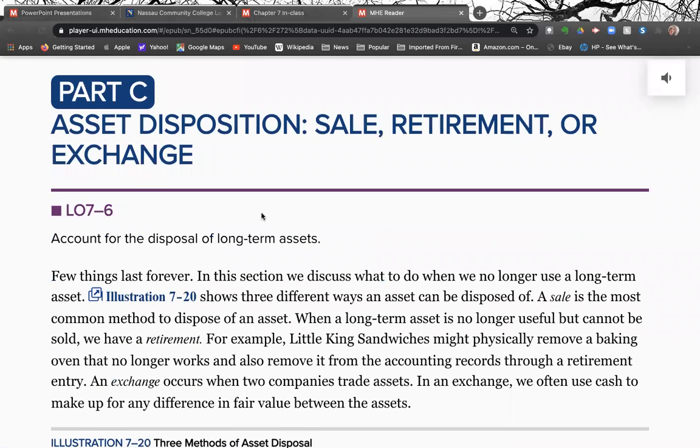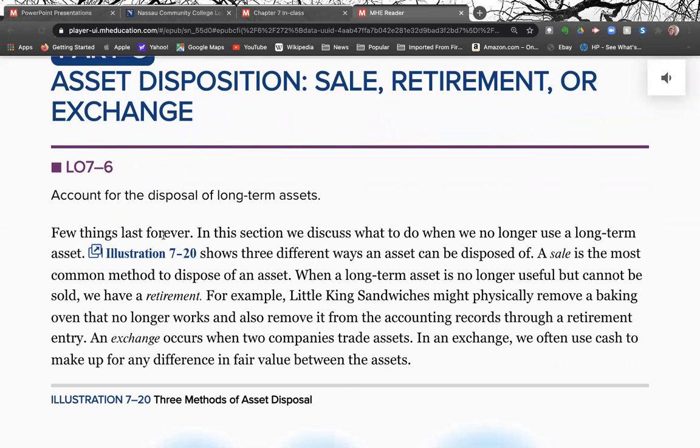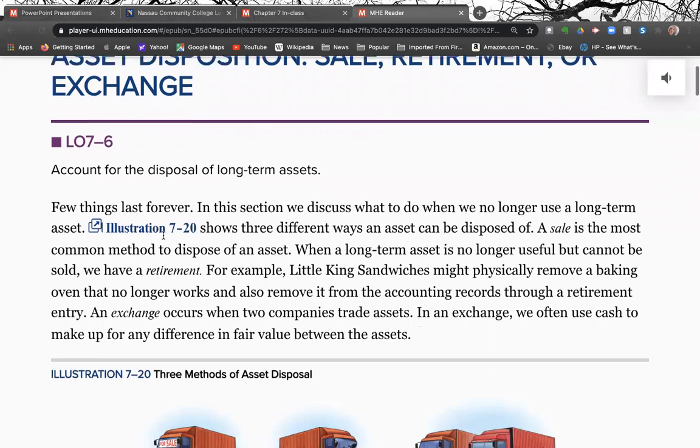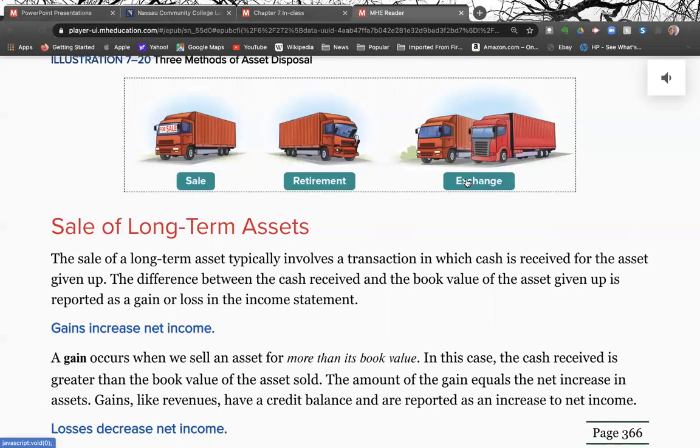Asset disposition, sale, retirement, or exchange. What happens when we get down to the end of the life of the asset and we decide to dispose of it? There are three things that could happen. I could sell it. I could trade it in for a new one. You know, you trade in the old car for a new one. Or I just say, you know what? I'm just going to get rid of it.